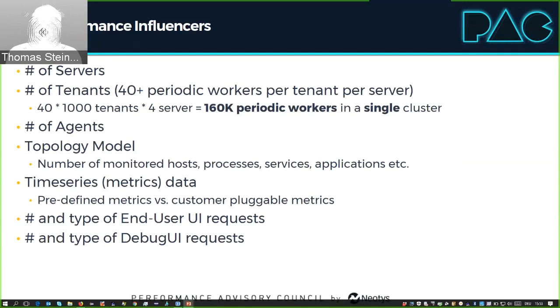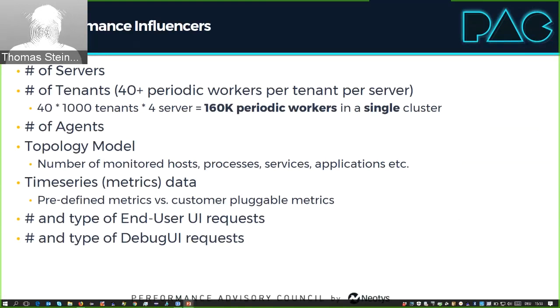So if we do some math here, we end up in a 4-server environment with around 160,000 periodic workers in a single cluster. A single periodic worker from a customer, from a tenant, may go crazy if something goes wrong, and even affect other customers. So this is a very crucial one here.